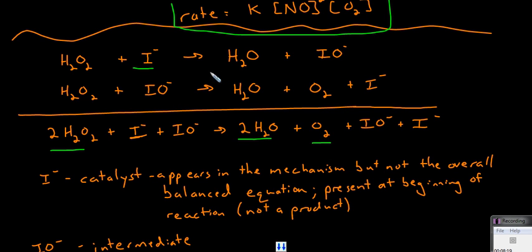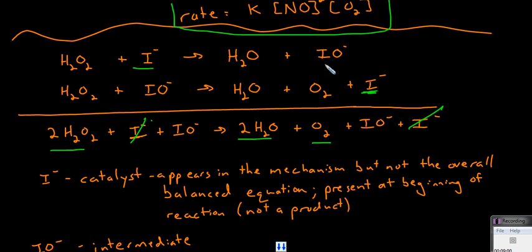Now, this overall reaction involves this iodide. This iodide is at the beginning of the steps. It's not a product. It's there before the reaction starts. That means that it is a catalyst. A catalyst appears in the mechanism, but not the overall balanced equation. It's present at the beginning of the reaction. It's not a product. Here you can see that if you add up these two steps, iodide is at the beginning, and it's also a product, so it's at the end. It cancels itself out in the overall equation.